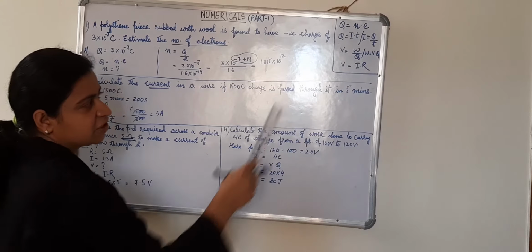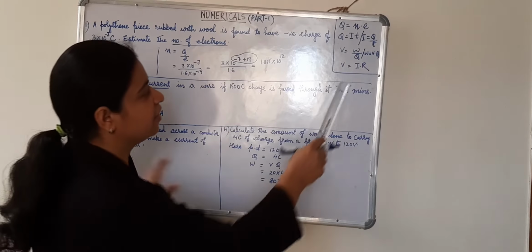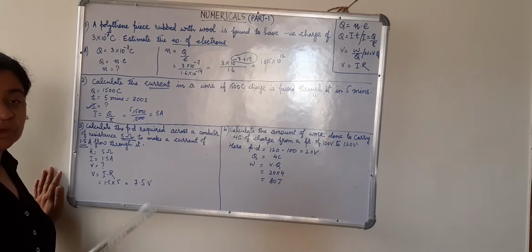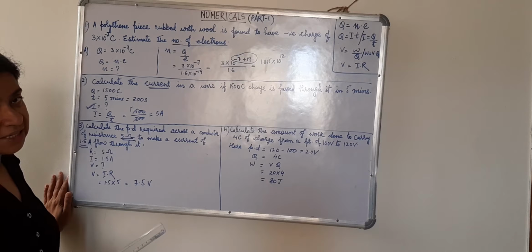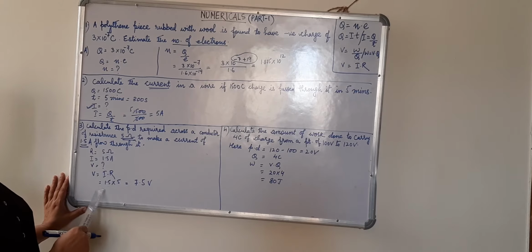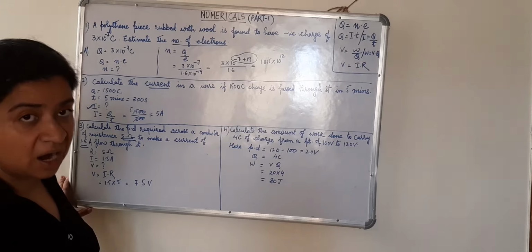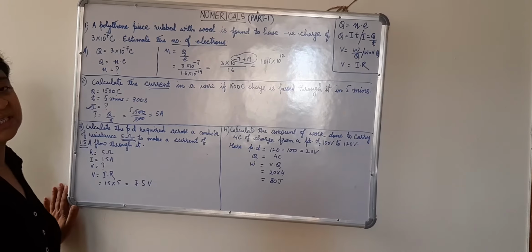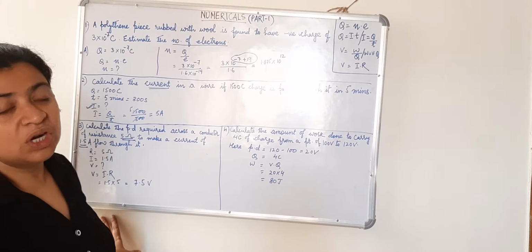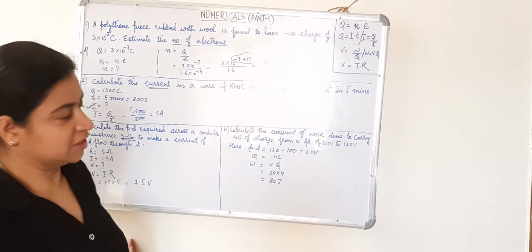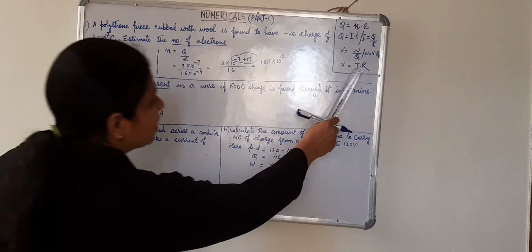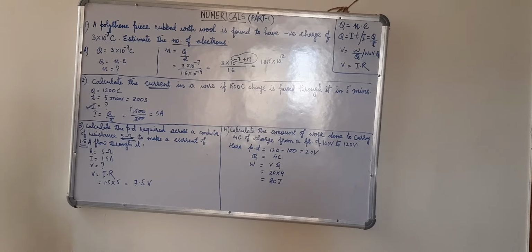I am given I and I am given R. So I am going to use Ohm's law, that is V is equal to IR. 1.5 is the value of I and 5 is the value of R. When I multiply these two, I get 7.5 volt. Volt is the unit of potential difference. So by using this equation, I got this answer.